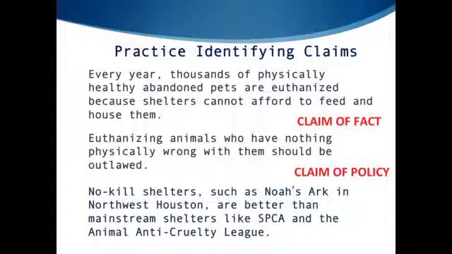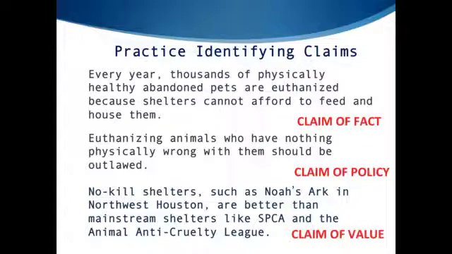Finally, perhaps by process of elimination, you've already figured this is a claim of value and you are correct. But perhaps we can talk anyway about why this is the case. So this one reads, no-kill shelters such as Noah's Ark in Northwest Houston are better than mainstream shelters like the SPCA and the Animal Anti-Cruelty League. So if you singled out the word better, then you're onto something. That is really what makes this a claim of value. It's saying that one alternative, a no-kill shelter like Noah's Ark, is better than another alternative, i.e. mainstream shelters. So very good.